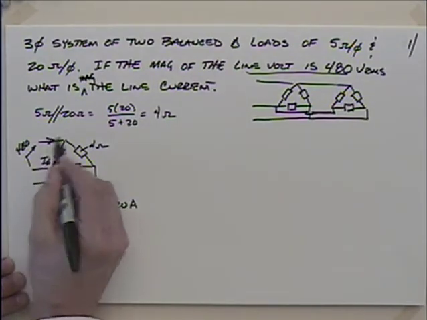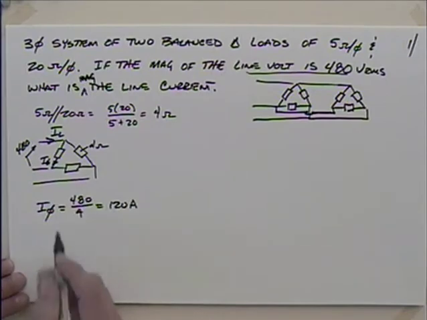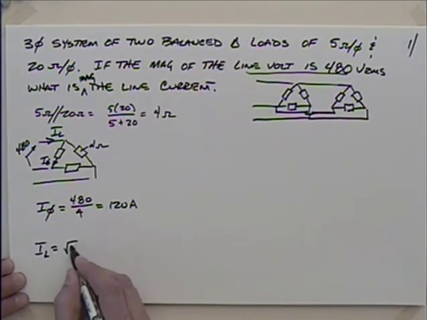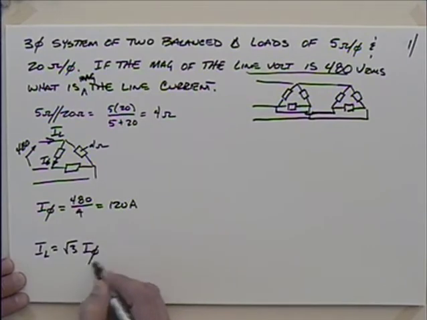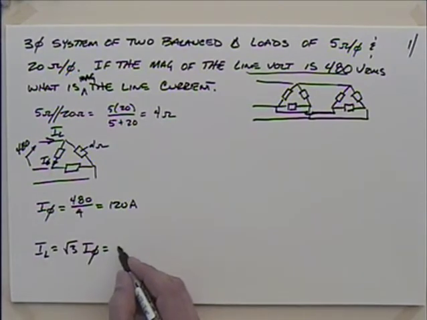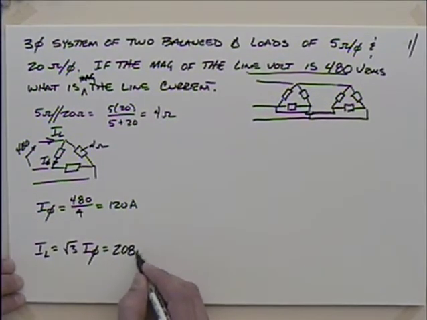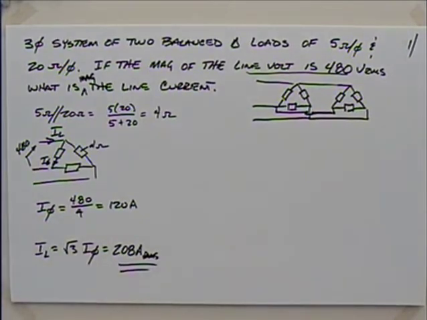So I want this I line. So what's I line going to be, the magnitude of that? Should be root 3 times I phase. So we should come up with, what, 208 amps RMS. So that'd be the quick answer.